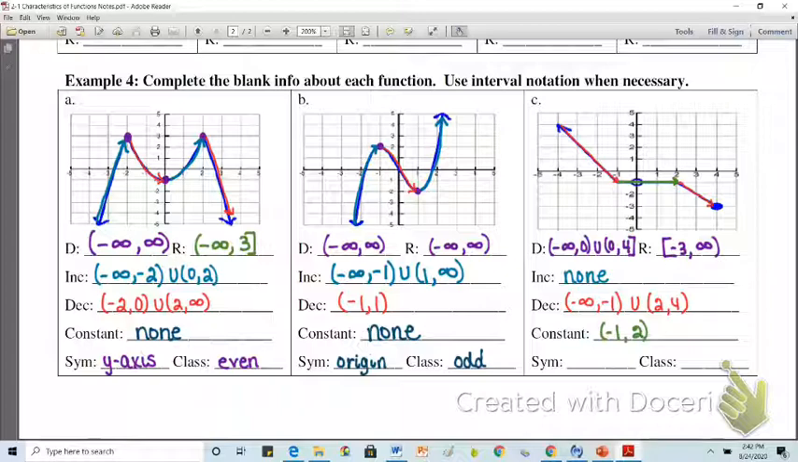The last thing we need to do is classification, the symmetry. It has no symmetry. There is no way I can graph that, fold it, turn it to match up, and therefore the classification is neither.